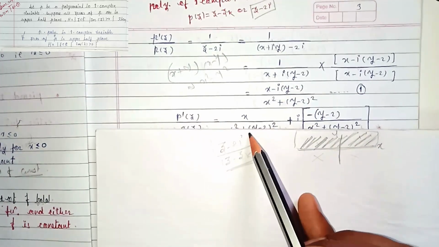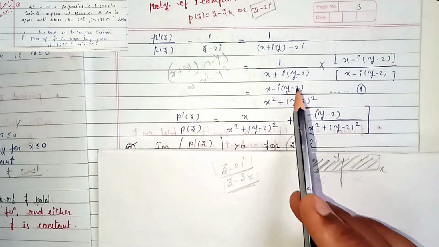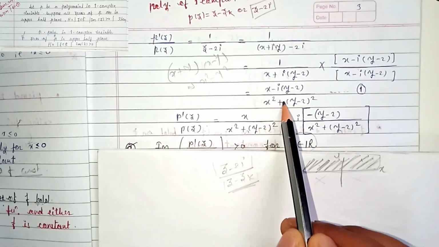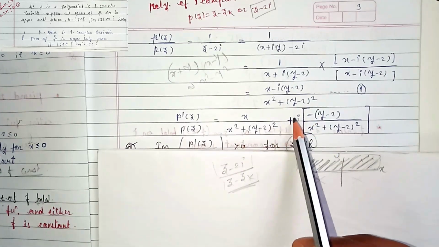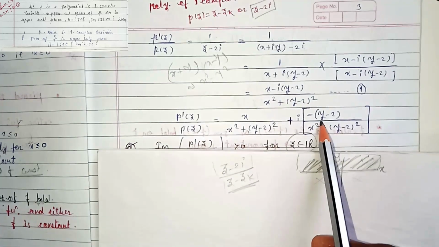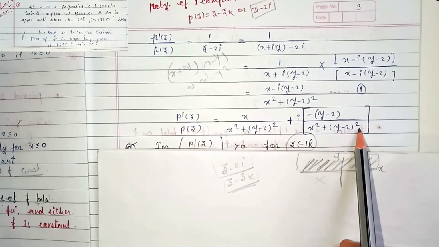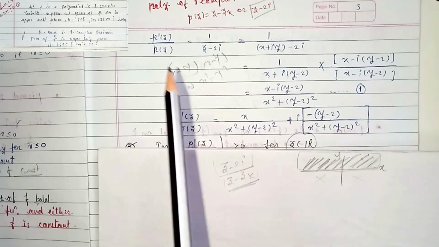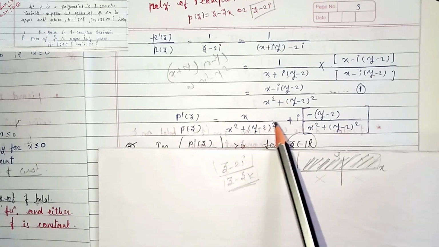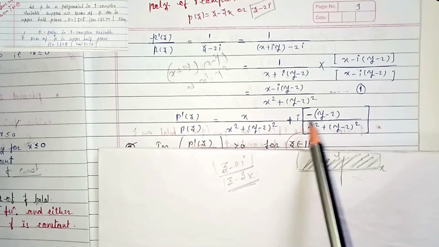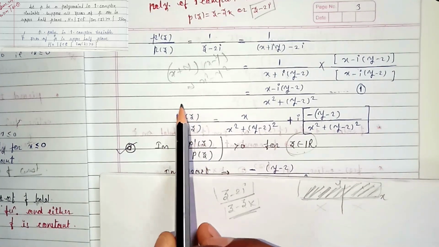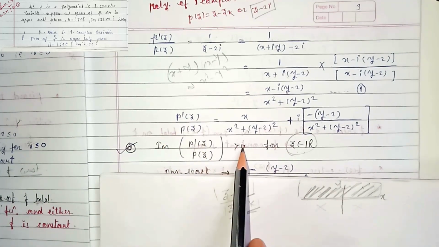Okay, so here we can see p dash of z upon p of z. Take the real part separately and the imaginary part separately. The real part is x upon x square plus y minus 2 bracket square, plus i times the imaginary part, minus of y minus 2 upon x square plus y minus 2 bracket square. Okay, so I wrote p dash of z upon p of z in the form of real part plus imaginary part. Our first option says that the imaginary part of p dash z upon p of z is bigger than 0.